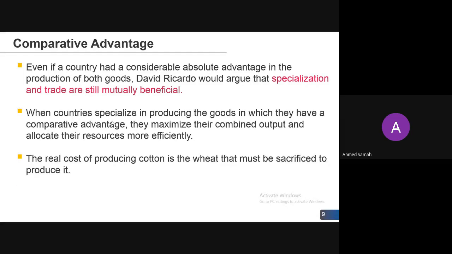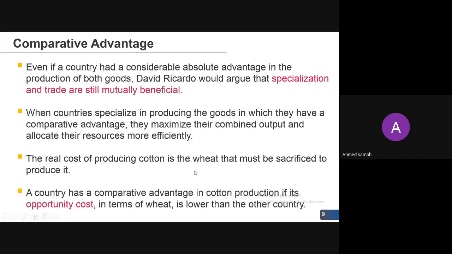The real cost of producing cotton is the wheat that must be sacrificed to produce it. So this is basically where the comparative advantage comes in. So the real cost of producing cotton is the wheat you will have to let go of in order to produce it. So basically, it is the opportunity cost of producing the cotton. So a country has comparative advantage in cotton production if its opportunity cost in terms of wheat is lower than the other country. That means if you have to let go of less wheat in order to produce cotton, then you have a lower opportunity cost compared to the other country, which has to let go of more wheat in order to produce cotton.